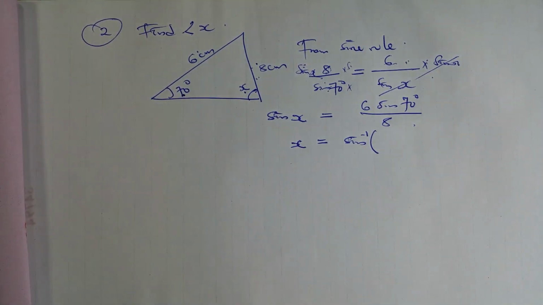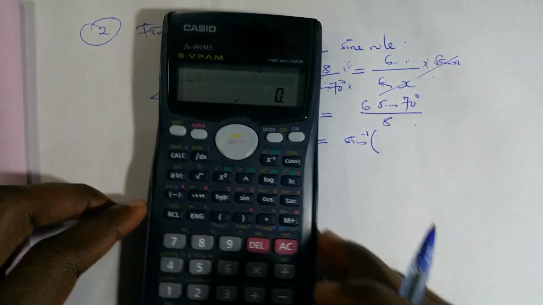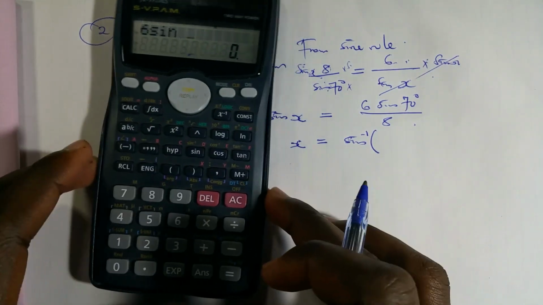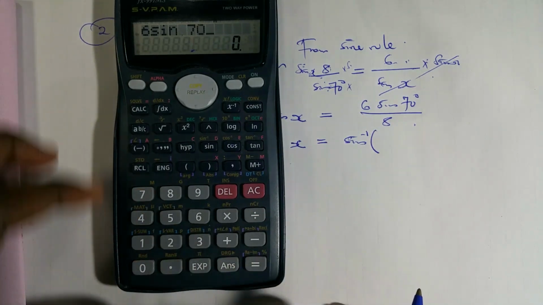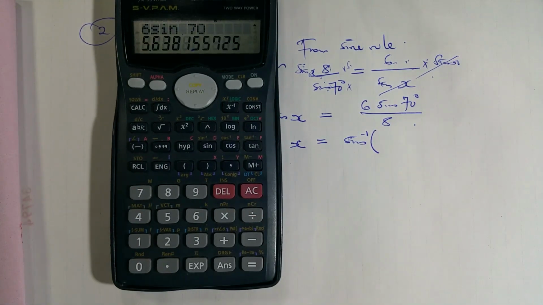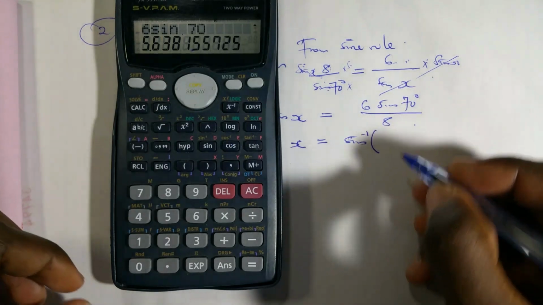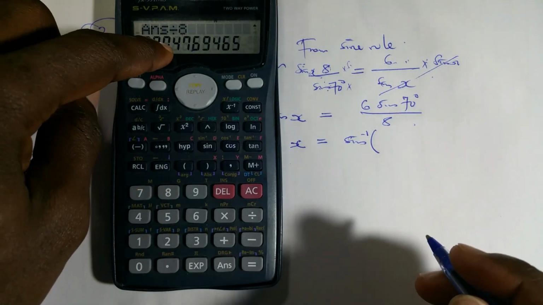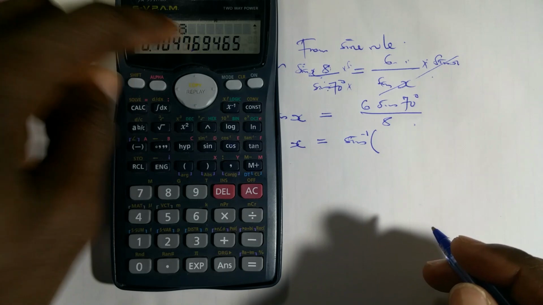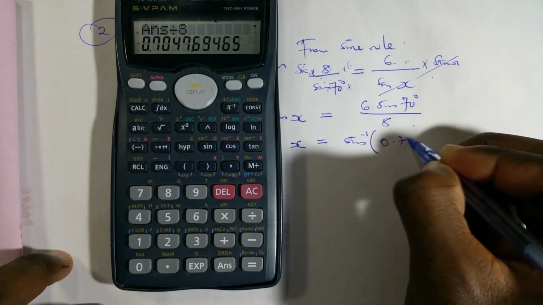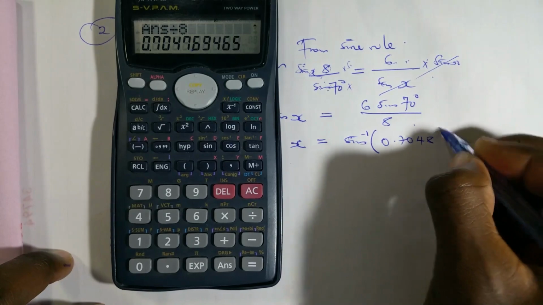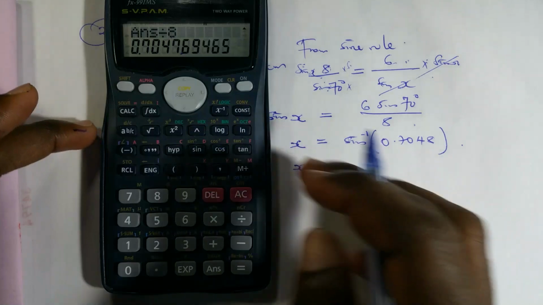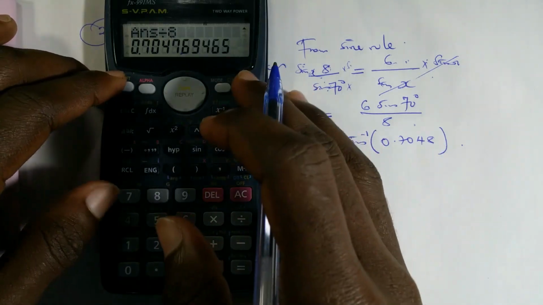I think 6 sine, let's check our calculator. Okay, we have 6 times sine 70. That is 5.638. Then divide by 8, which is 0.70476. We round to 4 decimal places, 0.7048. Okay, so that means that angle x is going to be arc sine of that. I told you to get arc sine of the answer.